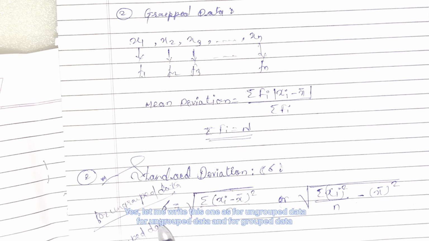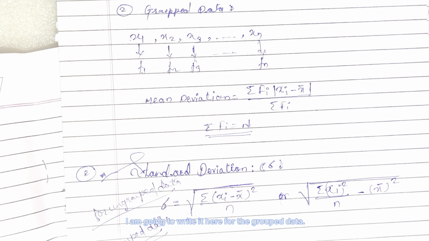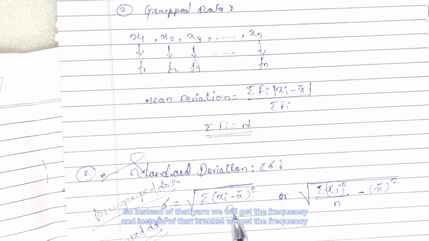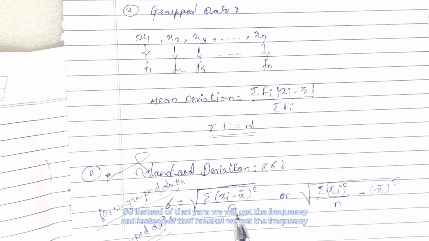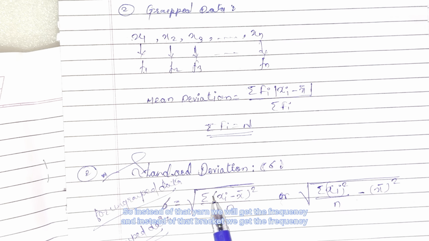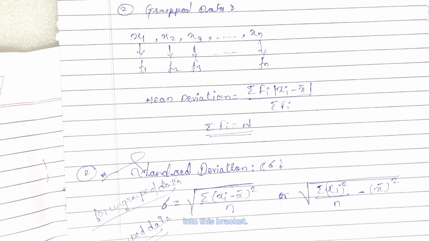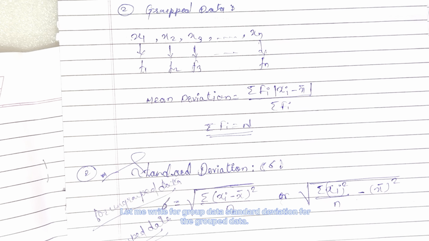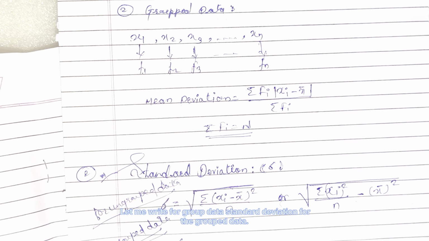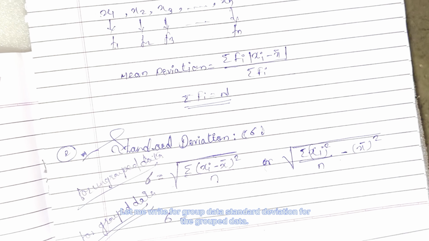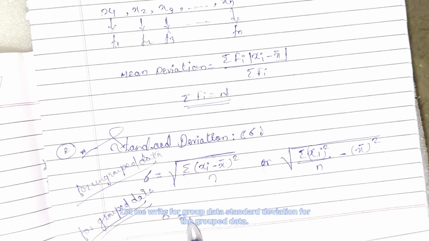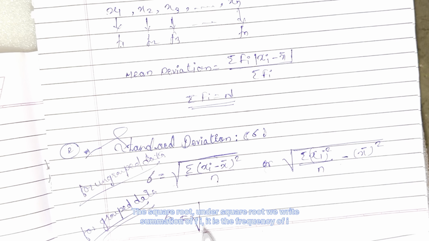And for grouped data, I'm going to write it here. Now see that in grouped data we have frequencies given, so instead of n we use the frequency, and the frequency goes into the bracket. Let me write the standard deviation for the grouped data, under the square root.